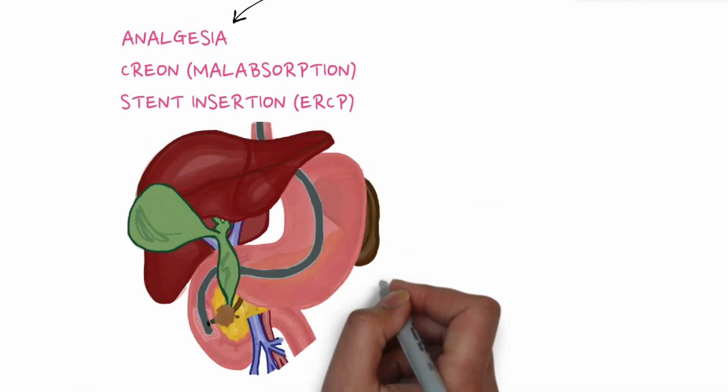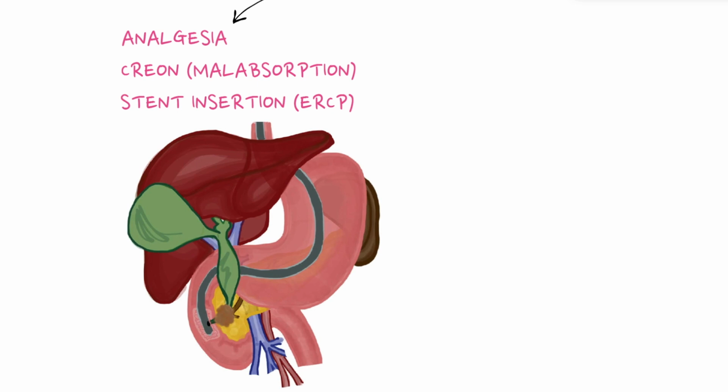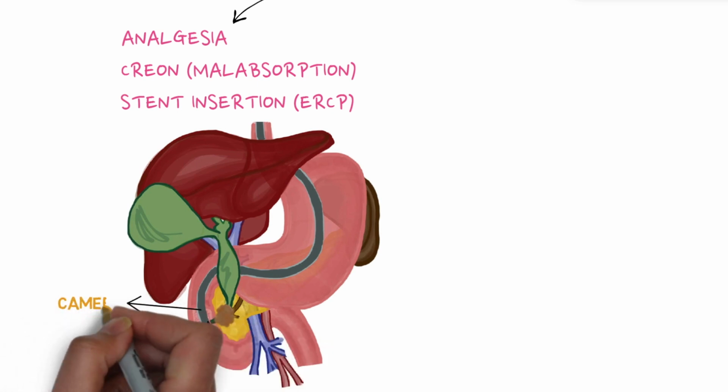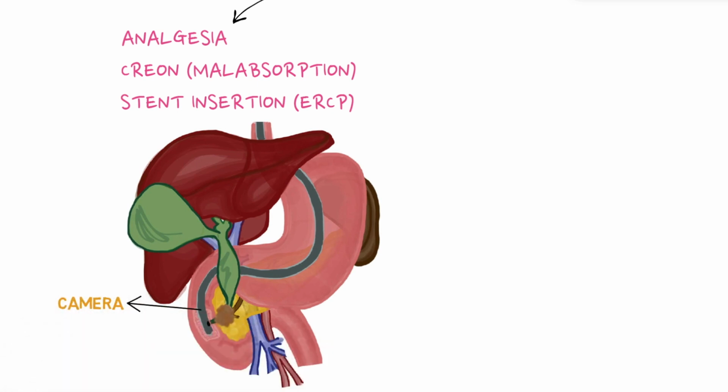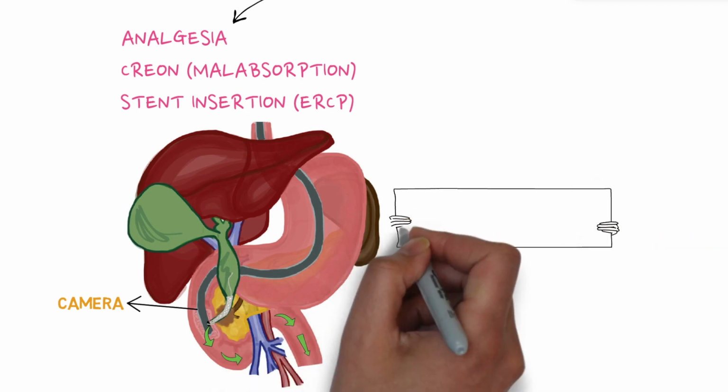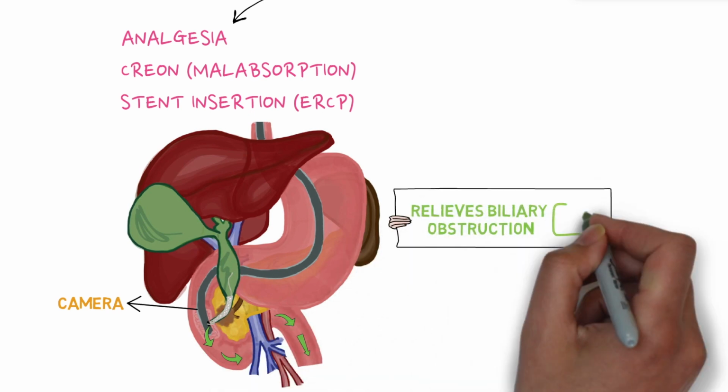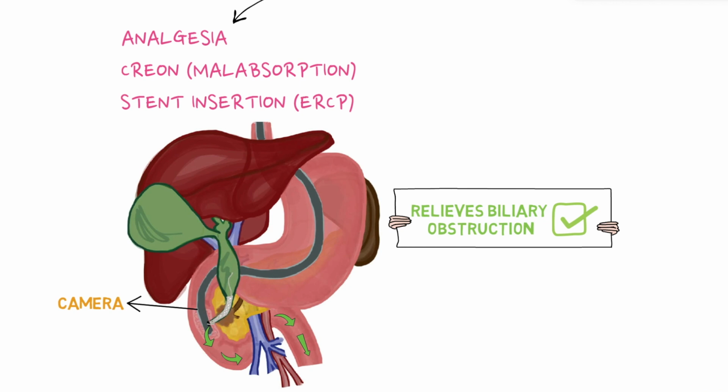Here, a camera is passed down the digestive tract until it reaches the ampulla of Vater. A wire is then inserted into the ampulla of Vater and then is advanced up the common bile duct. A stent can then be fed over the wire and expanded. It remains in situ and allows bile to pass freely into the duodenum, thus relieving biliary obstruction and any symptoms associated with it. Stenting via ERCP can also be done in curative cancer patients to relieve symptoms prior to surgery.